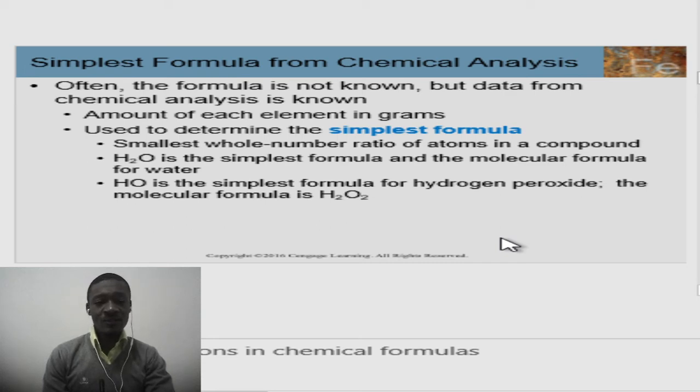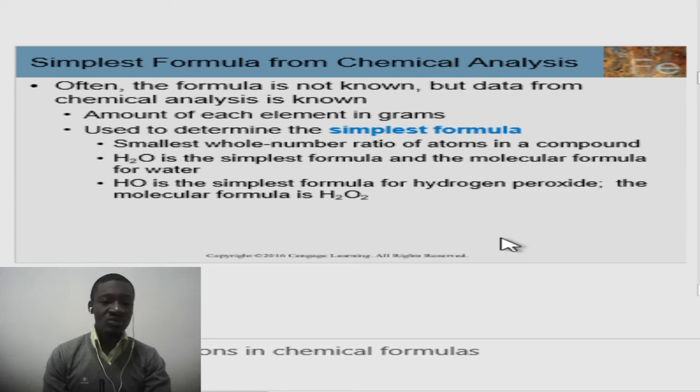This is your simplest formula, and I think we talked a little bit about it previously. The simplest formula, as the name implies, is the simplest form of a formula, where you break it down to the bits, and it's based on whole numbers. You don't do fractions, you do whole numbers when you're doing formulas. So the simplest formulas come from chemical analysis. Often the formula is not known, but the data from the analysis is known, so hence we work with that.